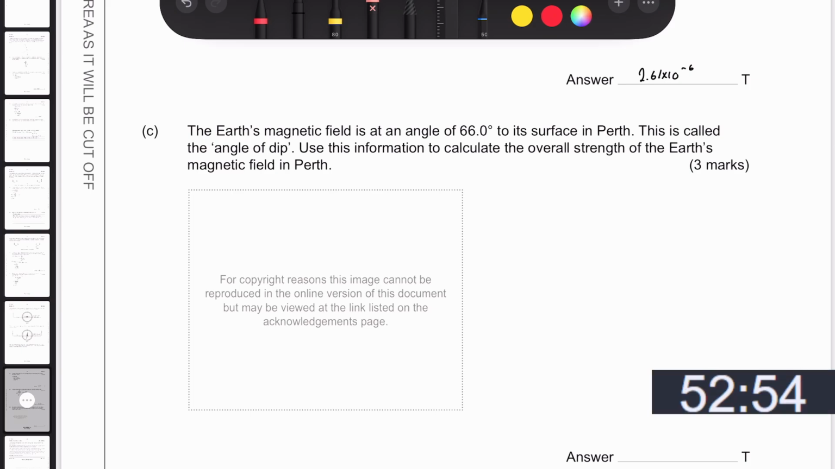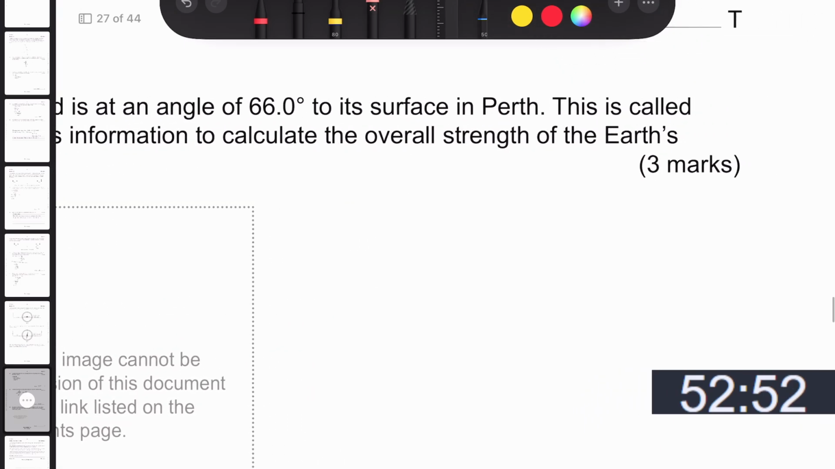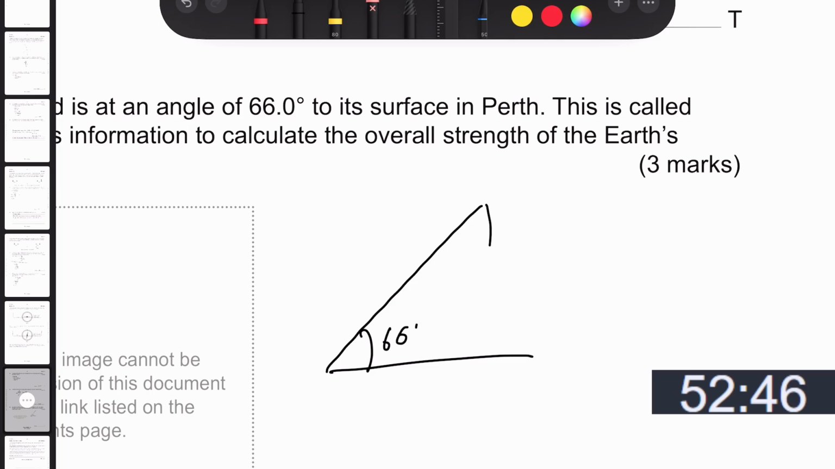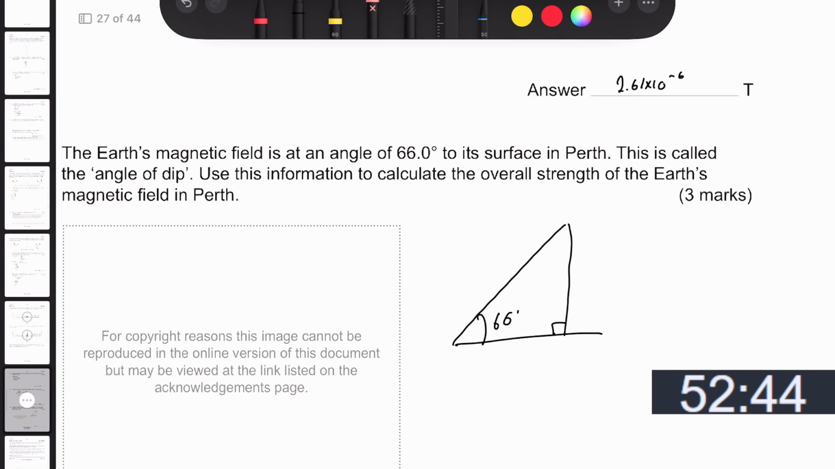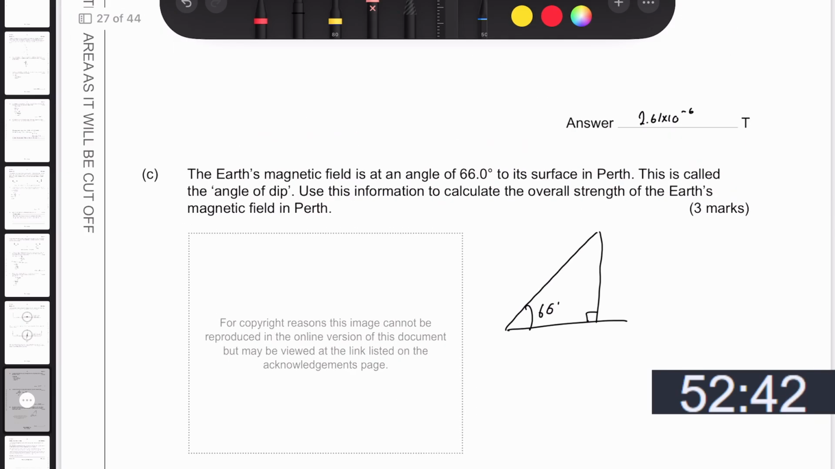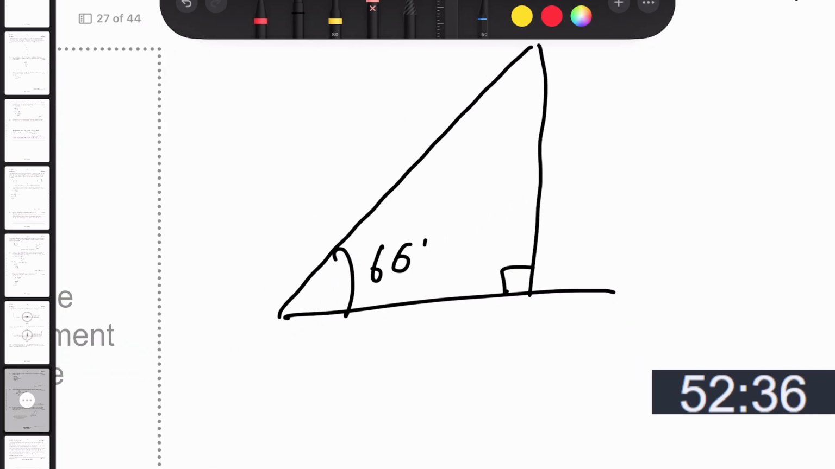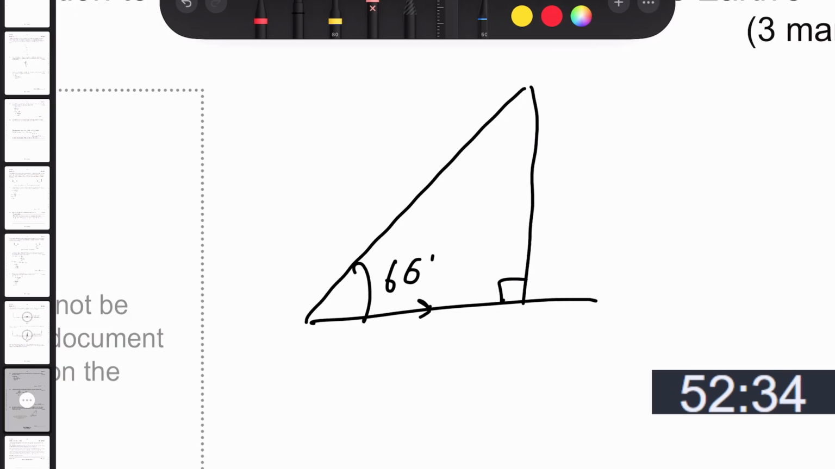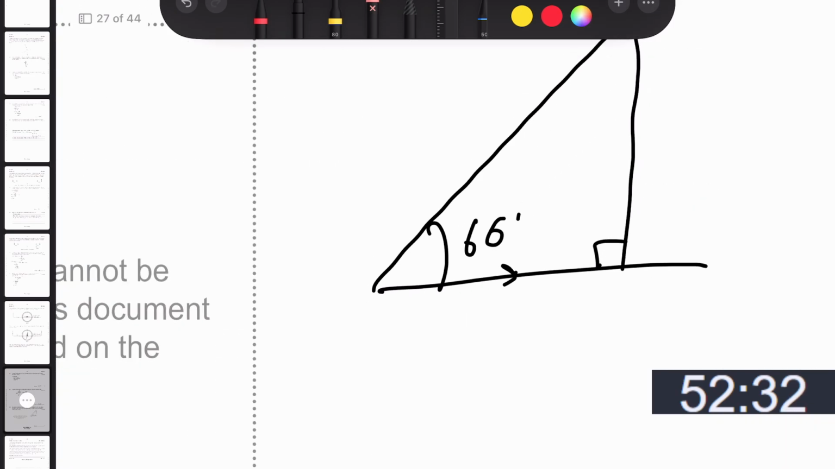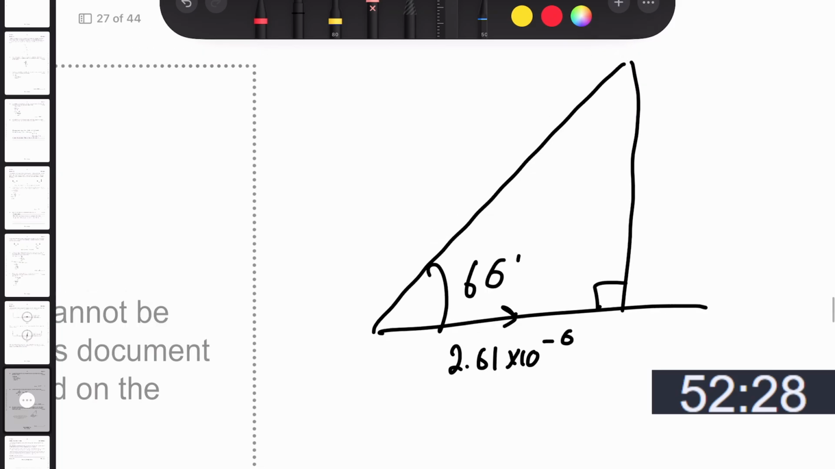Okay. So the magnetic field is at an angle of 66 degrees to the surface in Perth. This is called the angle of dip. This is information to calculate the overall strength of the Earth's magnetic field in Perth. We know the horizontal component is 2.61 times 10 to the negative 6.